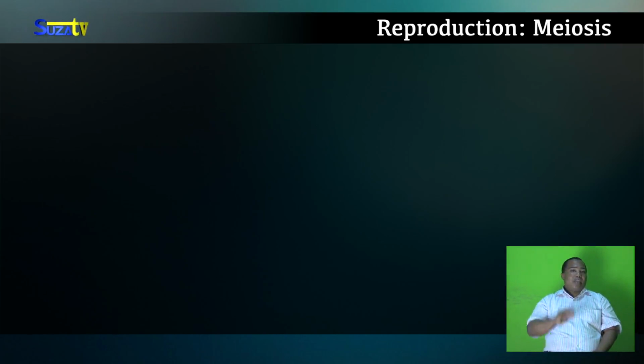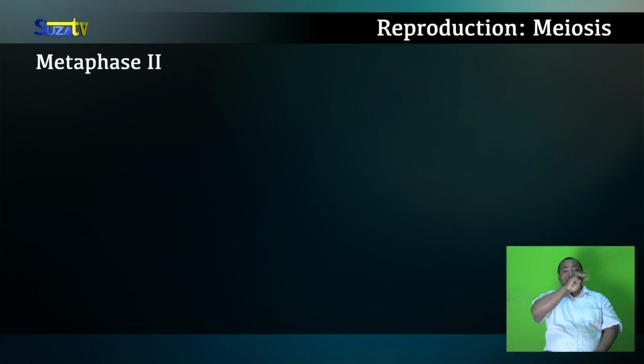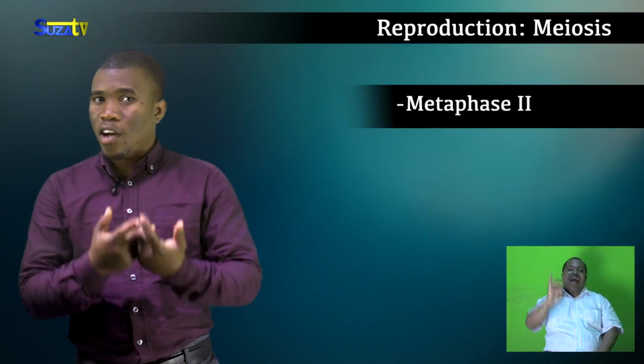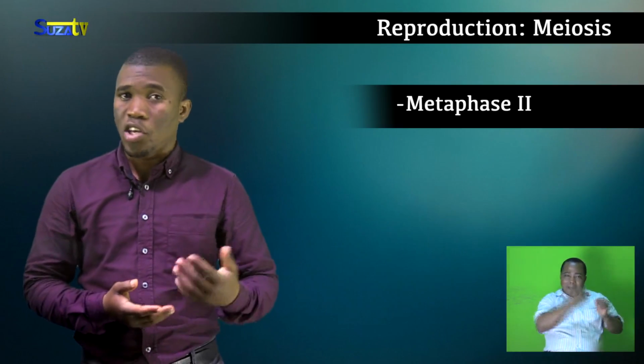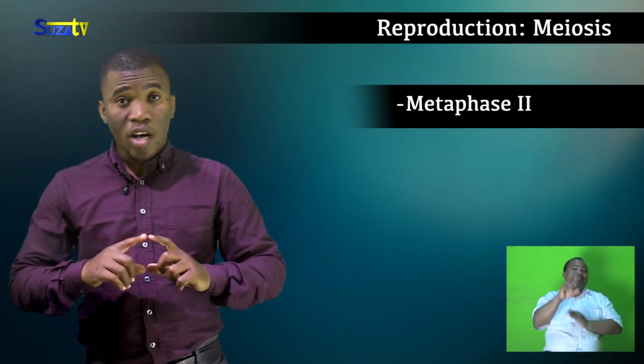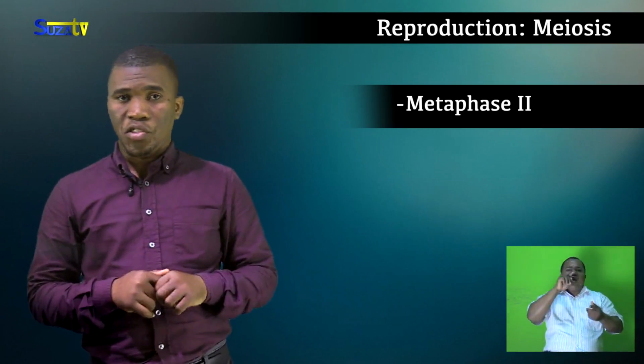The next stage is metaphase II. My dears, can you tell me please what will happen in this stage? Ali? Try please. Good, Ali. The chromosomes migrate to the equator of the spindle fibers. That's all that happens in this stage.